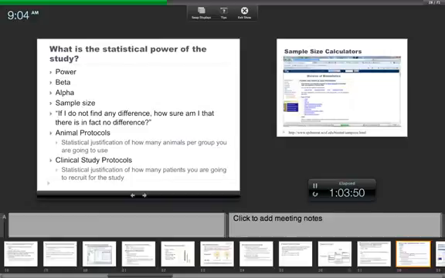Now, what is the statistical power of the study? Power, beta, alpha, sample size, that I have just talked about. Now, if I do not find any difference, then how sure am I that there's no difference? So that is the key question.